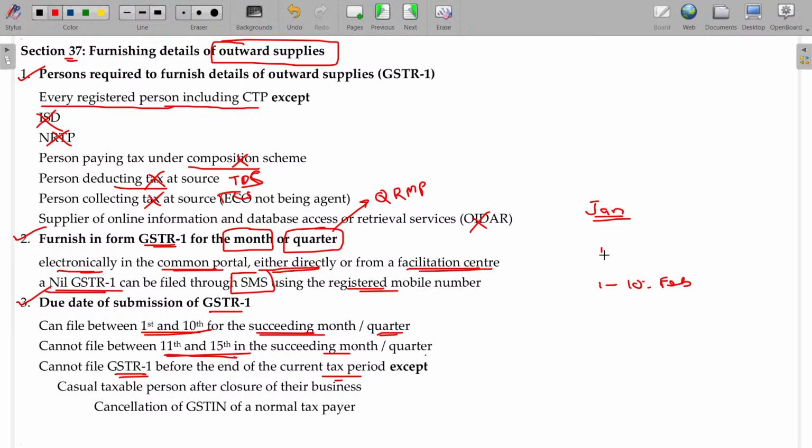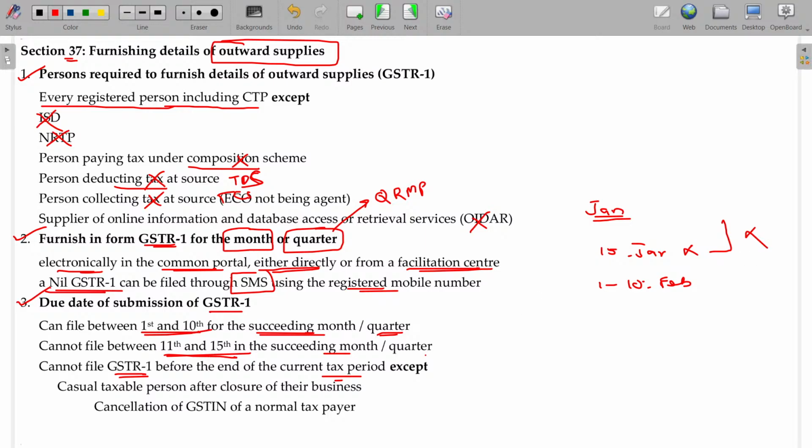Now, can I file on 15th of January itself, sir? Not possible, because you still have the period in which there may be supply. So if you are paying at this time itself, it may be underpayment. So it's not allowed. Provided if you are a casual taxable person, and by this time your entire business is closed, then you are allowed to file the return.